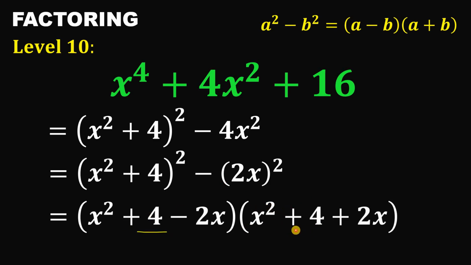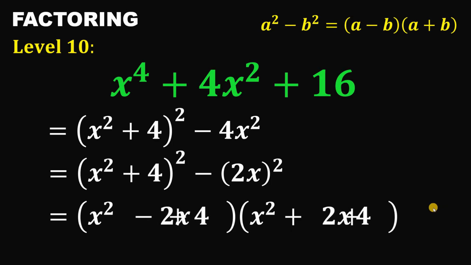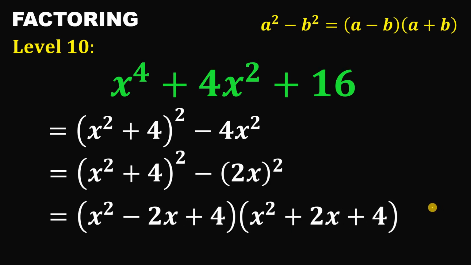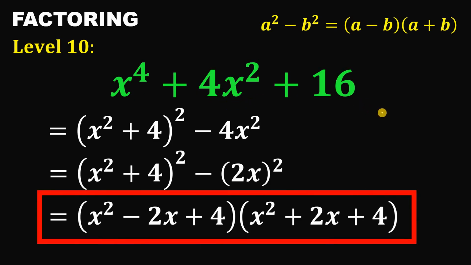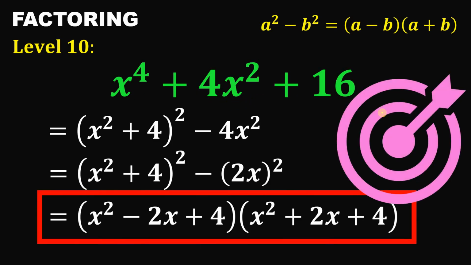Now, let's rearrange some terms a little bit. Let's put this constant 4 in the last part. And there you have it. This is the factored form of x raised to the fourth power plus 4x squared plus 16. And we're done for level number 10.